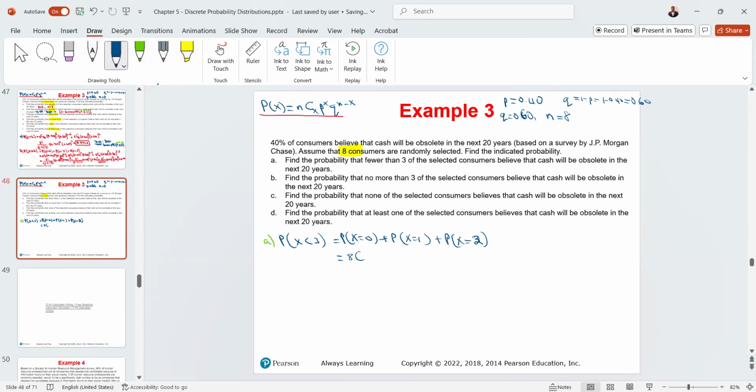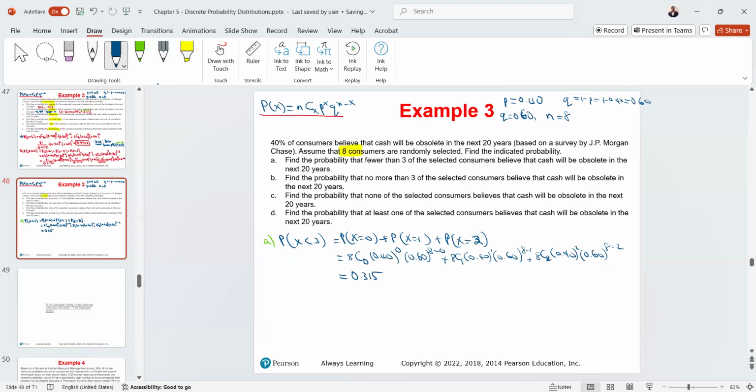N is 8. So 8C0, 0.40 power 0, 0.60 power 8 minus 0, that's the first one. 8C1, 0.40 power 1, 0.60 power 8 minus 1, plus 8C2, 0.40 power 2, 0.60 power 8 minus 2. So the final answer for this one, because we're doing fewer than 3, would be 0.315.